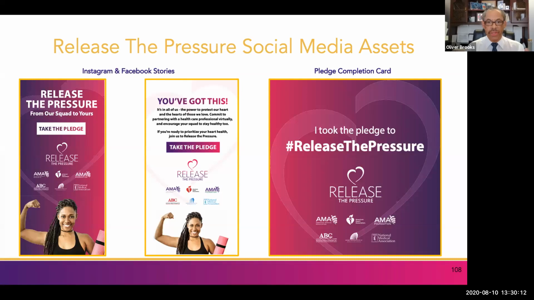So these are media assets. Once we get the program up and running as we have, these are Instagram and Facebook stories that can be sent out to the women who took the pledge, and they get this pledge completion chart, as I said. And as we move through this presentation, there are other uses for social media, because we have determined that reaching the population through social media is probably the single most important area upon which to focus, because that's where the focus is. And also Dr.